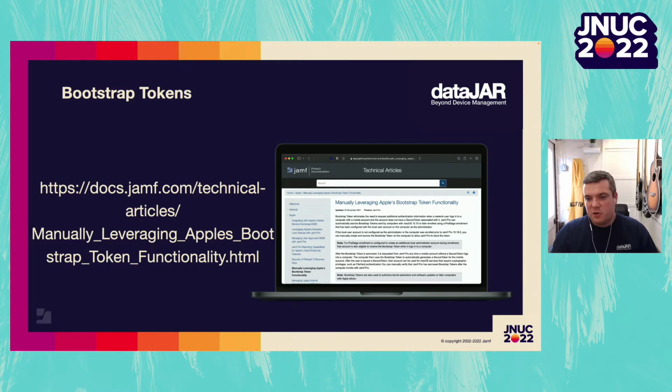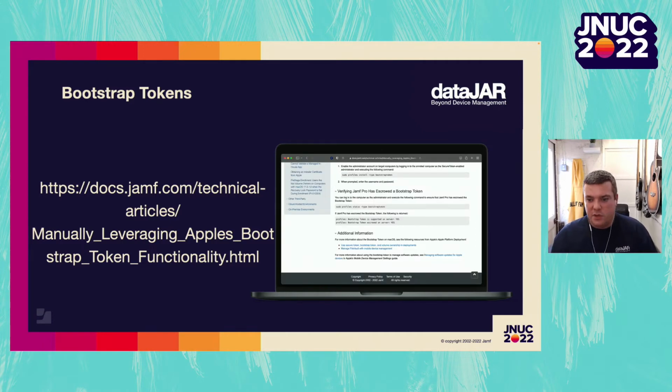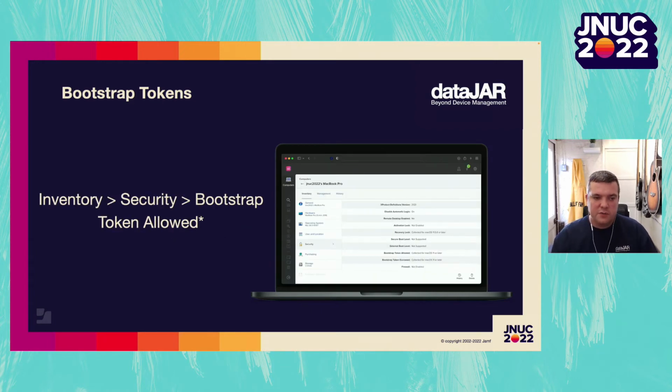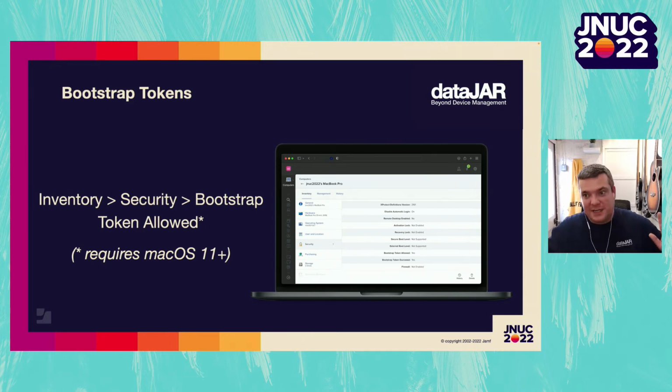When Jamf and Apple talk about the profiles command, there is actually a Jamf KB here called manually leveraging Apple's Bootstrap token functionality, which gives you steps about using those commands to escrow if you ever need to do it locally. However, if you go into a device record itself, inventory, security, Bootstrap token allowed, you can see the value there. macOS 10.11 only, so be mindful of that. On macOS 11, sorry, not 10.11, going back a few years there. But you'd also see in there the status as well, if it's escrowed or not.